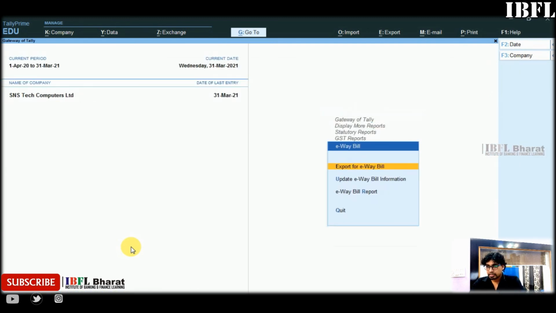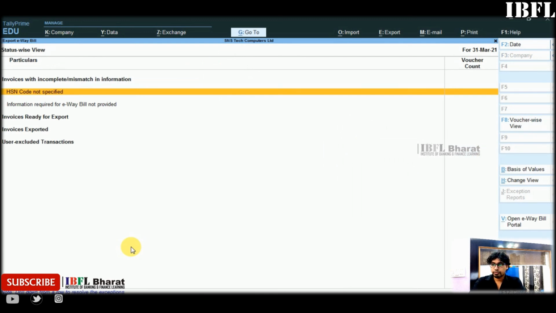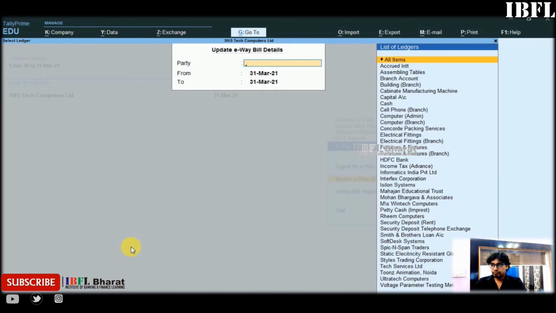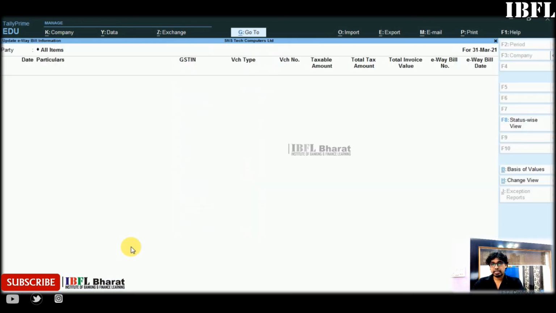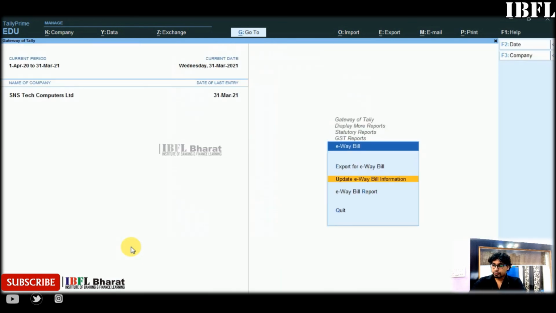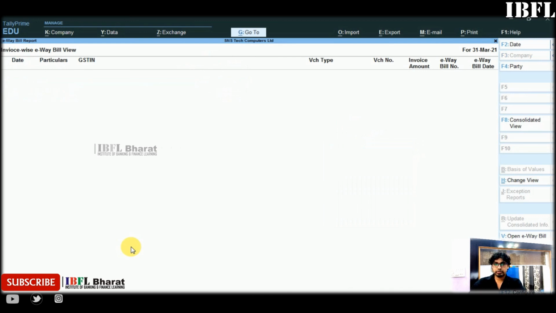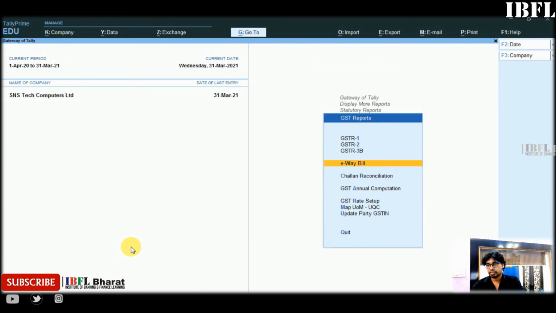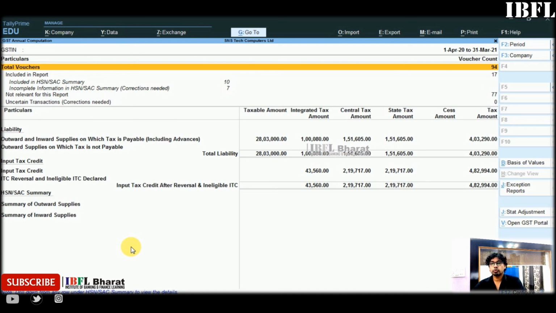Now the e-way bill details. Export for e-way bill, there is nothing furnished here. No update information. If we want to update any information, we can enter it here also. And after this, the e-way bill report is also empty because we have not entered any e-way bill number in any of the transactions.